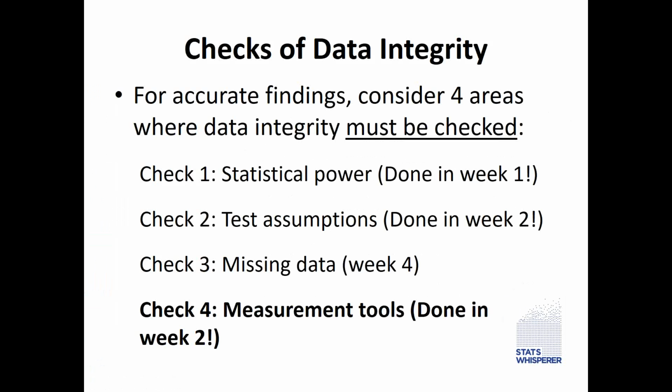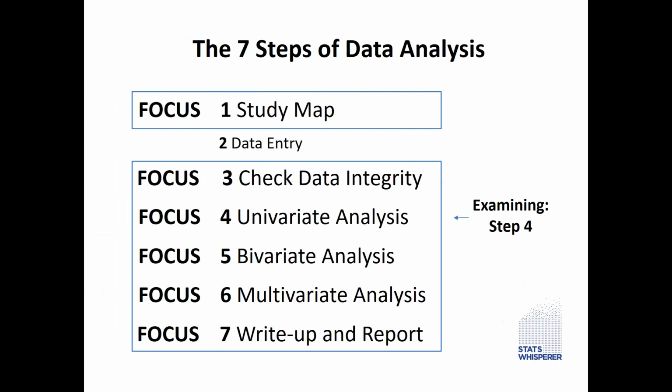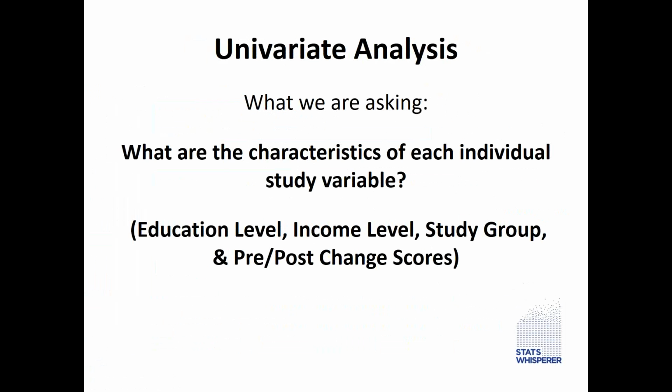All right, so that's checked. We've gone through our checks of data integrity. So the next thing we want to look at is the actual statistical analysis. We want to look at univariate analysis, step 4. What are we asking here? We're just asking what are the characteristics of each individual study variable. Just describe each of them individually: education level, income level, study group, pre-post change scores.